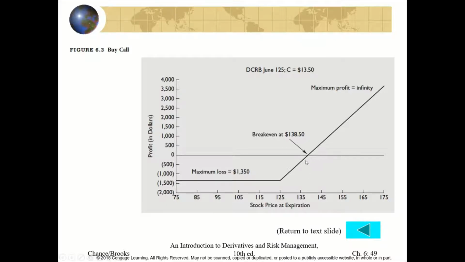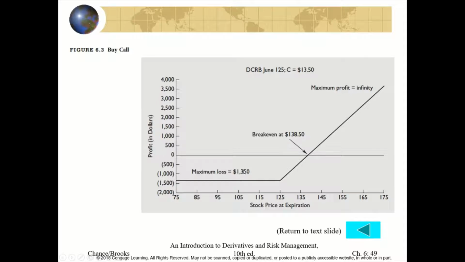Now, is there a maximum profit for the long call? No, since the profit increases as the stock price increases, so the profit is, at least from a theoretical point of view, has a maximum of infinity. Is there a maximum loss? Yes. The maximum loss is basically the premium you paid.